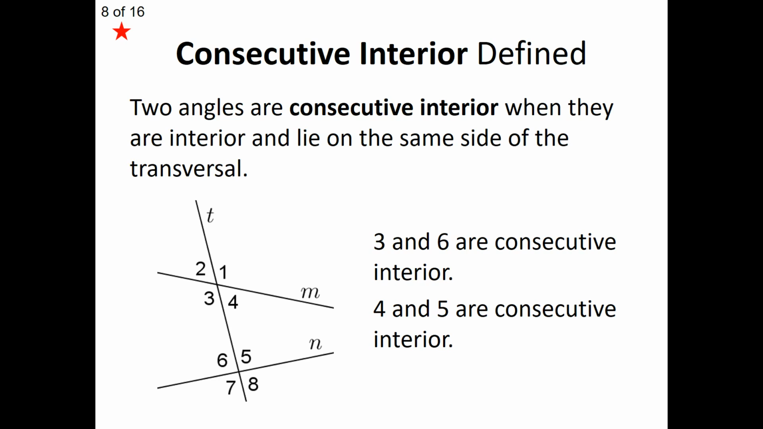In this case, angle 3 and 6 are a pair of consecutive interior angles. They're interior, and they lie on the same side. Same thing about angle 4 and angle 5. They're interior, and they lie on the same side. Now, as some other interior angle relationships, let's take a look at our next pair.